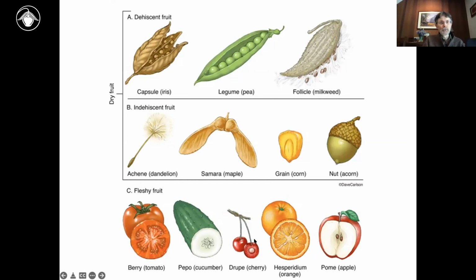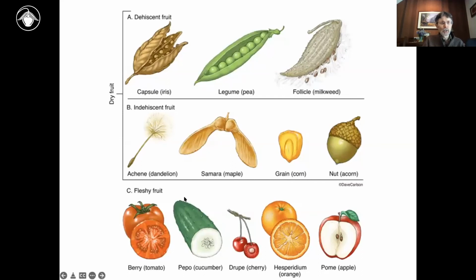So a cherry or a plum or an apricot is an example of a stone fruit. Or an almond, basically an unshelled almond where the husk has been removed. That bony husk that has to be removed to get to the seed is the endocarp. So a drupe is fleshy except for the endocarp, the innermost layer.